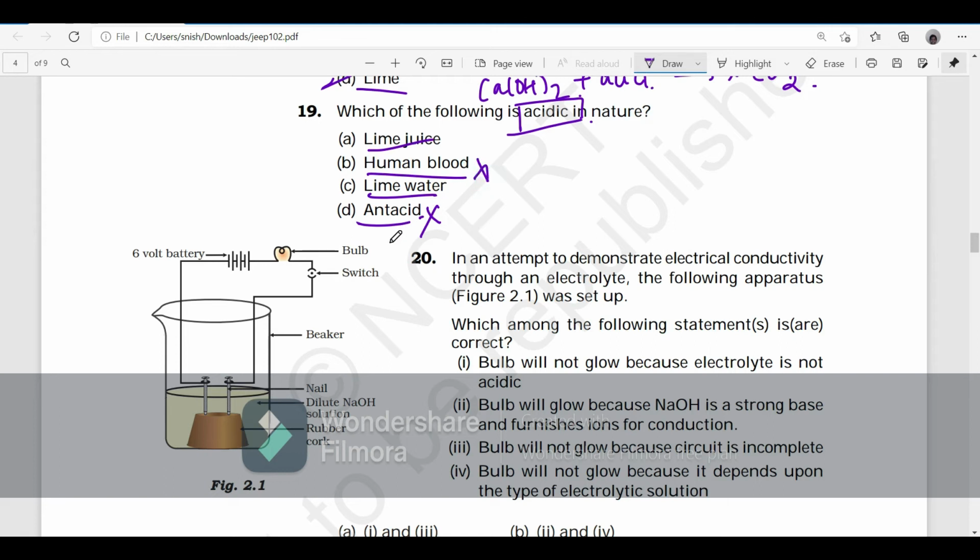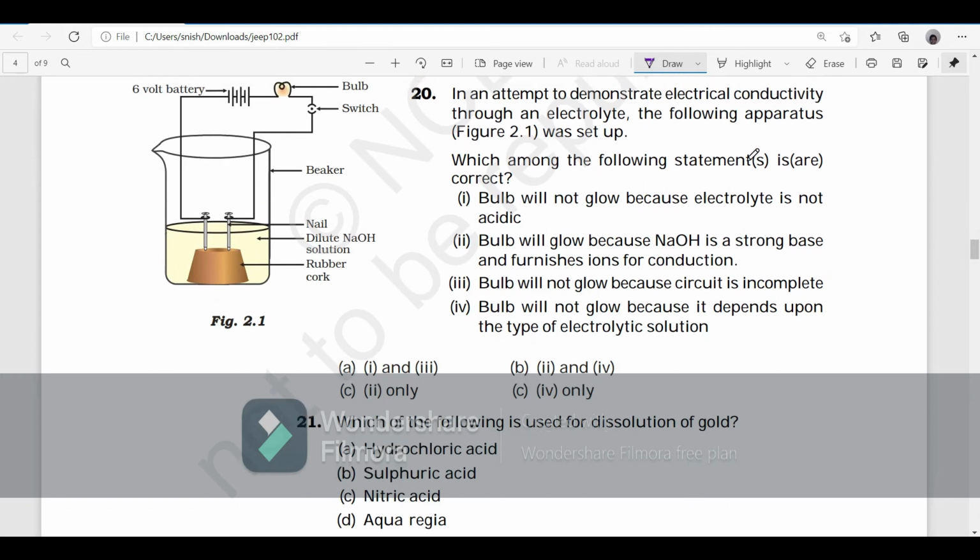It's towards the neutral side and more towards the base. Lime juice is basically made up of citric acid. Citric acid, lemon and all of them are made up of citric acid. So the juice is also made up of citric acid, making it acidic in nature. Okay, so now 20th one.